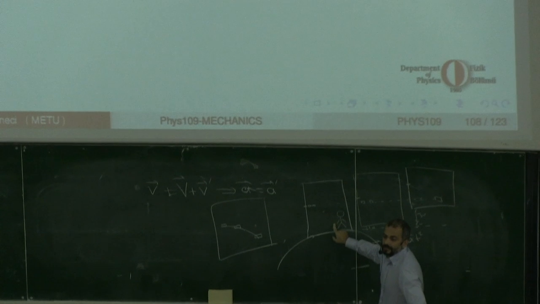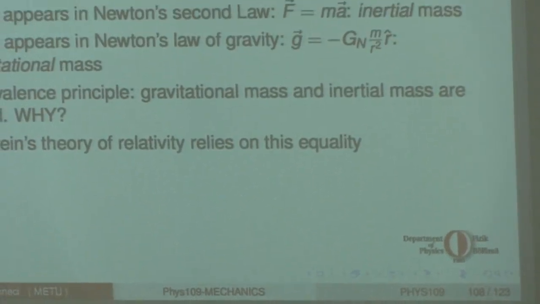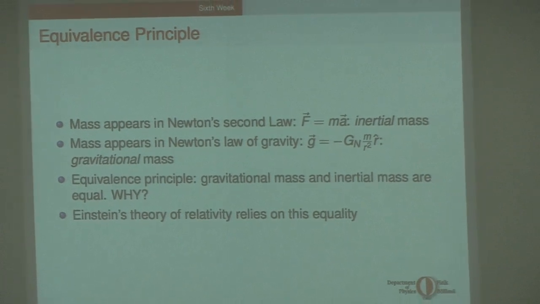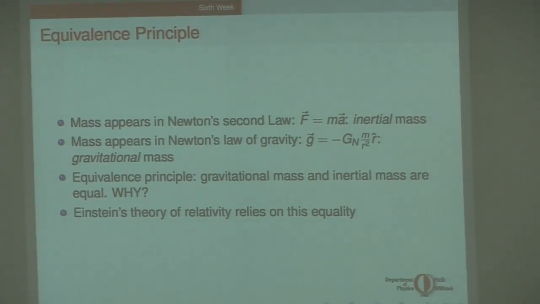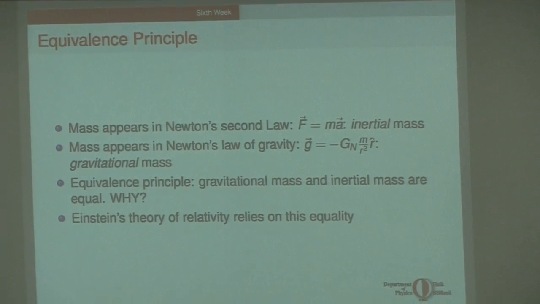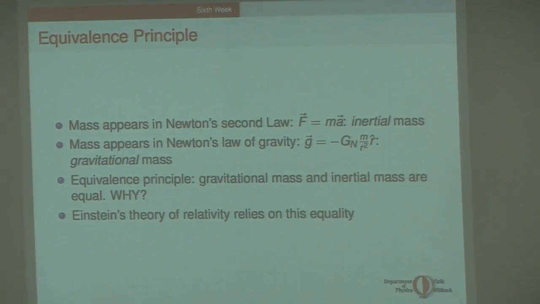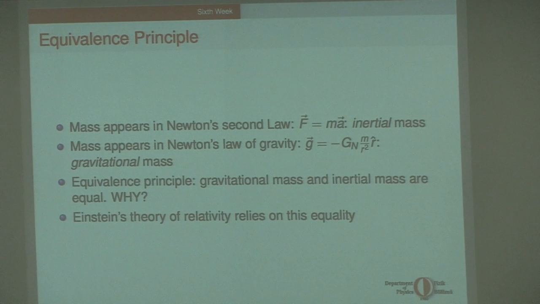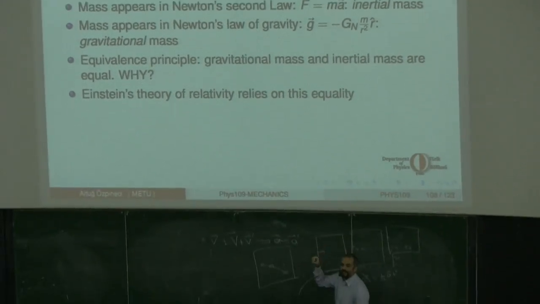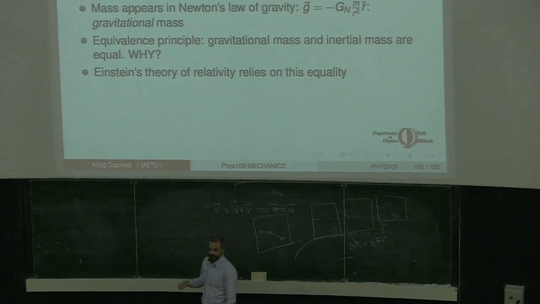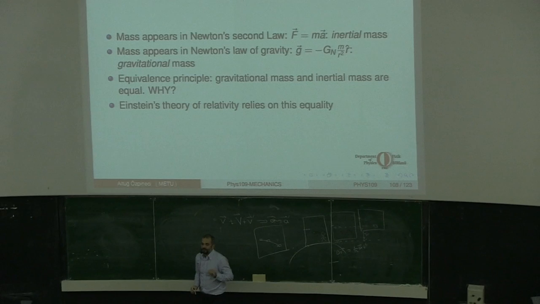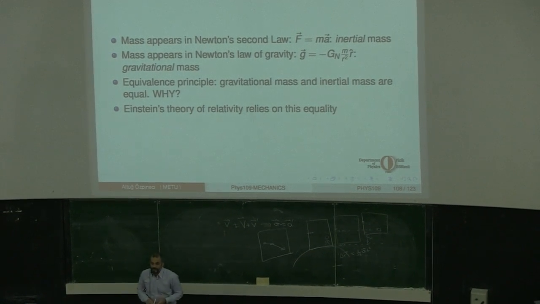The observer inside shouldn't be able to distinguish an accelerating elevator from an elevator that sits on a planet. If he cannot distinguish the two, the light rays should bend also in the gravitational field of a planet. So starting from just the equality of two masses, we can reach the conclusion that gravity should bend light rays, even if the light doesn't have any mass.